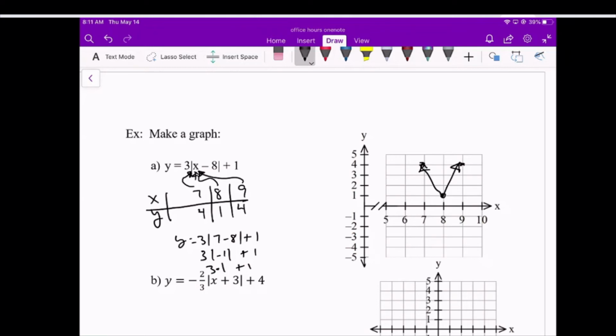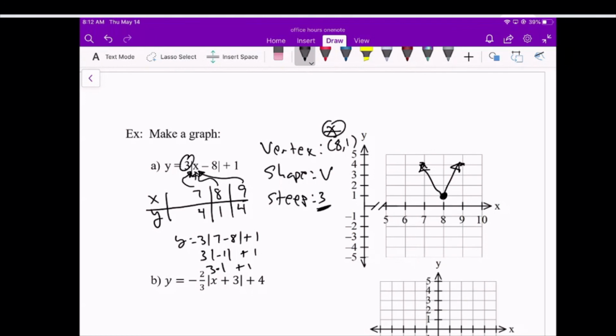On the other hand, you could also look at this equation, and I know the vertex, just from the equation, the vertex is going to be 8, 1. I know the shape is going to be a V shape because of the absolute values, and then the steepness is going to be this number right here. So I also, without making the table, I could have plotted the vertex that I knew from here.